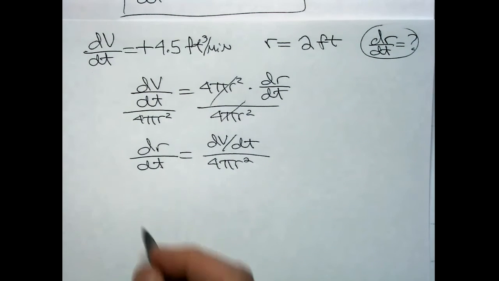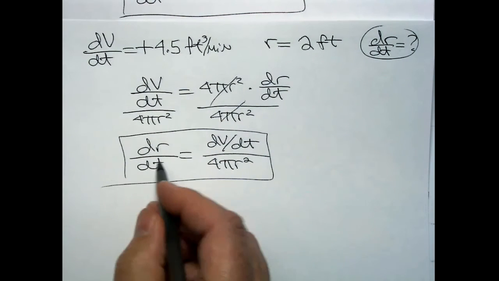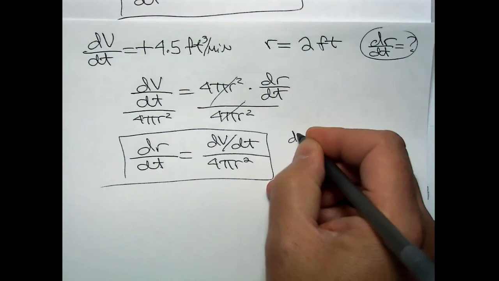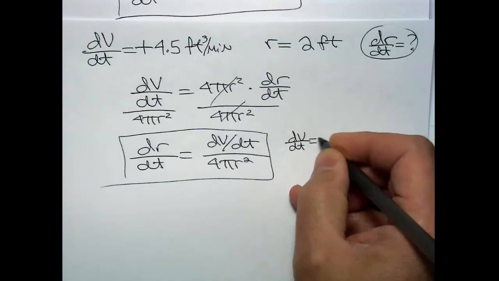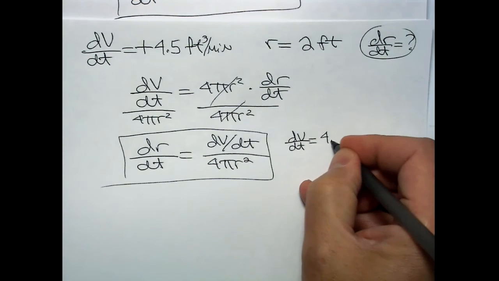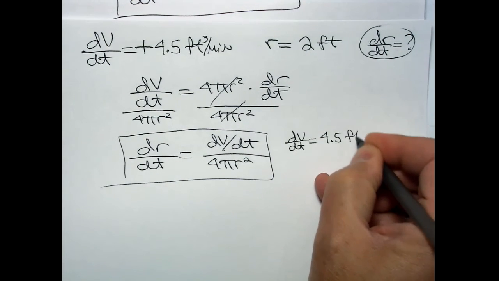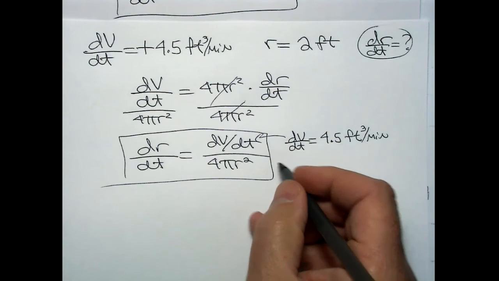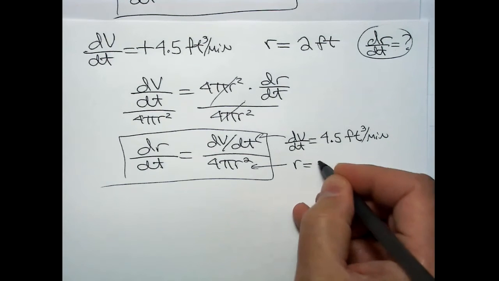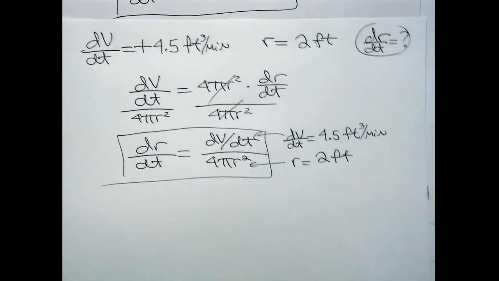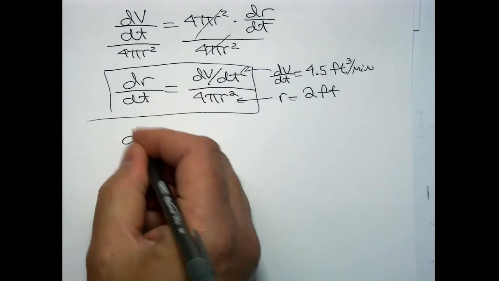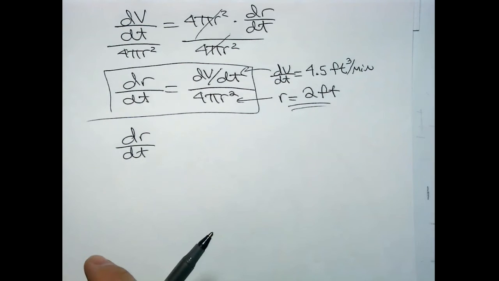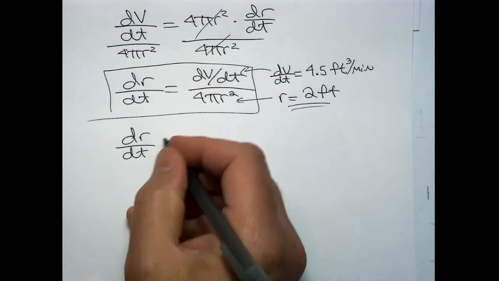Now we can reuse this for the rest of this problem because it says dr/dt equals, and that's what you want. Now remember, dv/dt is just a speed, and it was given, in fact, it's just a number. Keep the units, by the way. It's 4.5 cubic feet per minute. Stick that right in there. For the first problem, we've got r set to 2 feet. So what's the speed at which the radius is growing at that initial moment when the balloon is being inflated, when the balloon radius is small?